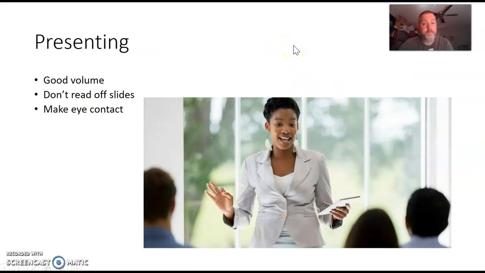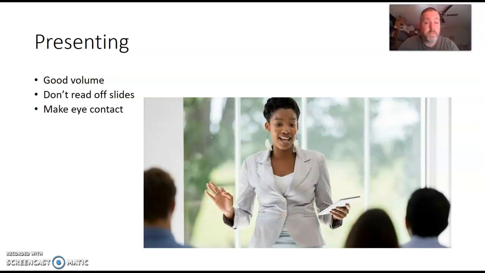Good volume. All right, it's not a huge classroom, but there's a lot of stuff going on. There tends to be air handling equipment, that kind of stuff. So specifically for us, make sure your volume's up, right, so people can hear you. I know some people are nervous. It can be tough to do, and it feels sometimes like you're yelling, but keep that volume up.